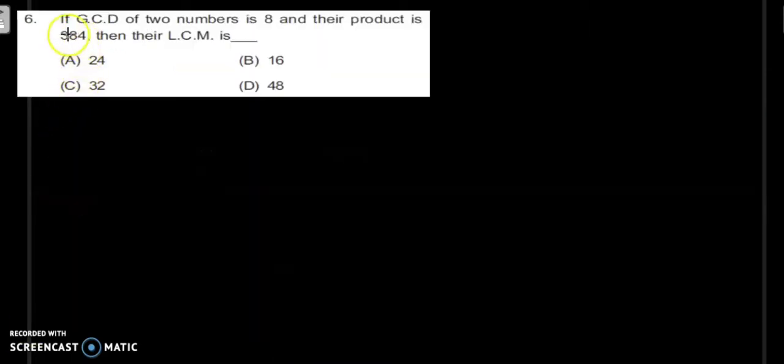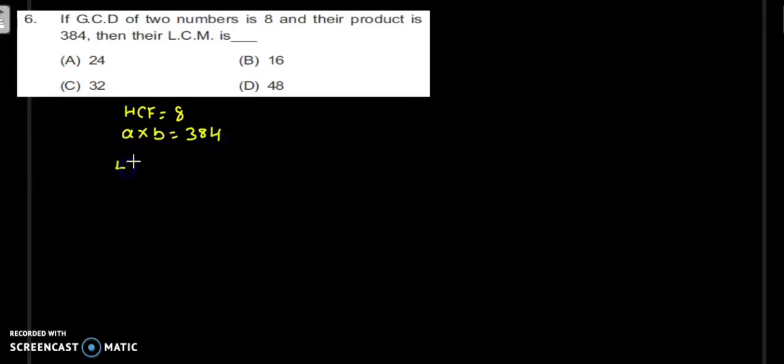Question number 6. If the GCD of two numbers is given and the product of the two numbers is also given, GCD means HCF, that is given as 8, and the product, A cross B, is given as 384. You have to find the LCM.